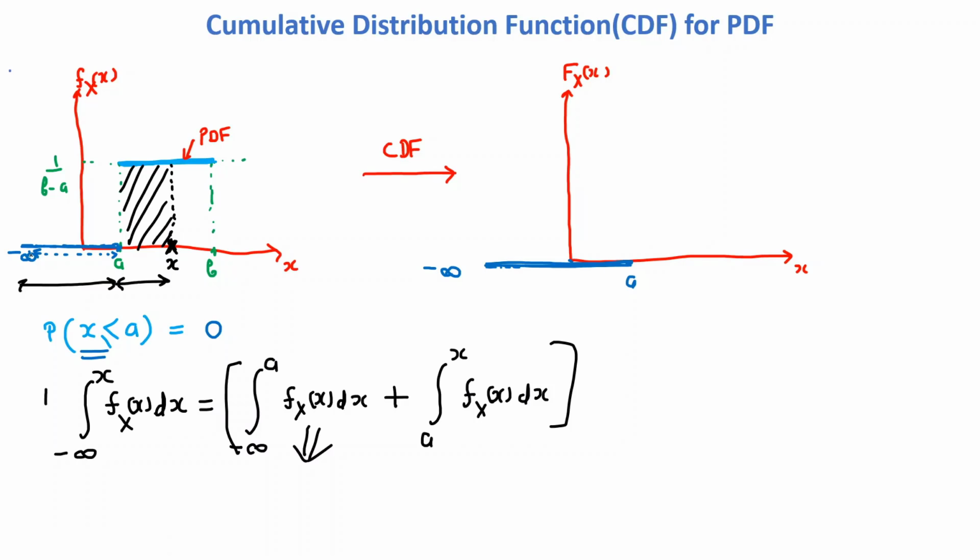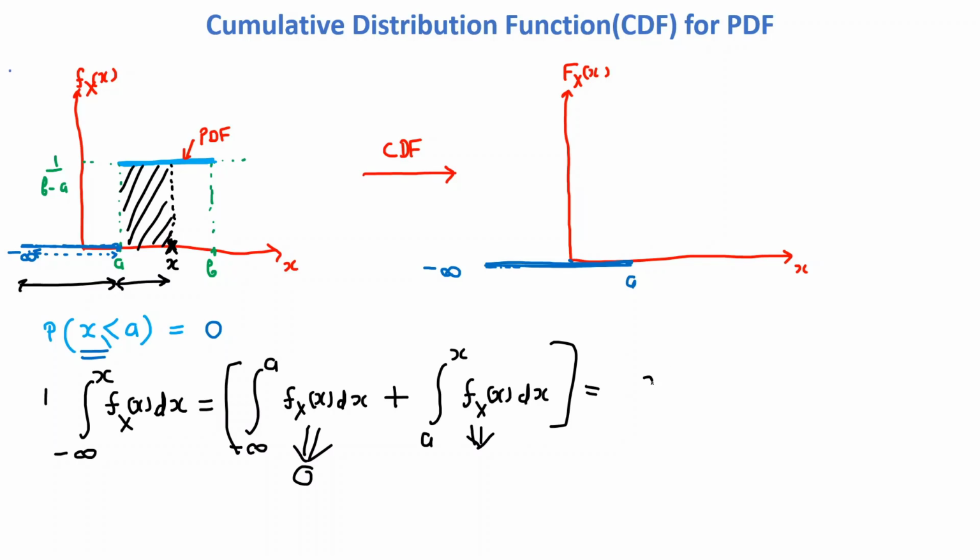So the area from minus infinity to a will be equal to 0. So now we only have to calculate this value. How can we calculate the area from a to x? Because this is a rectangle, if you see here, the area from a to x would be height into width.